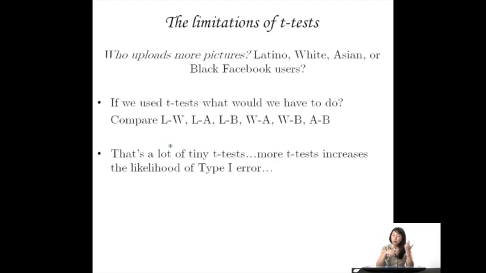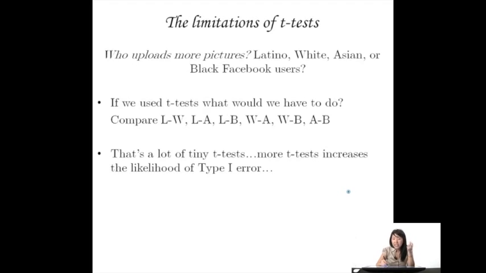Well, let's see what would happen if we used independent samples T-tests. What would we have to do? Well, we'd have to compare Latinos to whites, Latinos to Asians, Latinos to Blacks, and then whites to Asians, whites to Blacks, and Asians to Blacks, right? And it's like, whoa, all of a sudden, we have to do 6 different independent samples T-tests. That's a lot of tiny, tiny little T-tests.